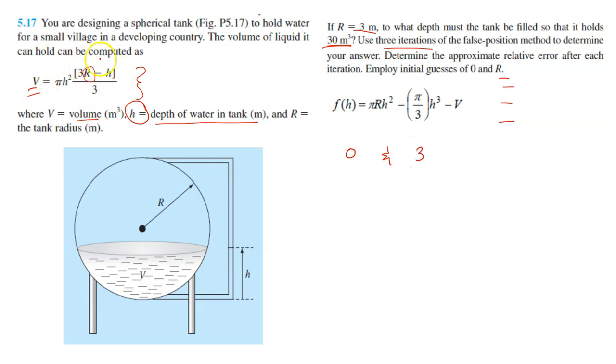You need to transform this into a function, something like this. So you have FH, because this is what you're trying to solve for, and then pi RH squared minus pi over 3 H cubed minus V. Why minus V? You actually bring this V to the other side of the equation. So that's why minus V. And just substitute all the values of R and V in this equation. R is 3 meter, V is 30, and then you can start solving using the false position method.